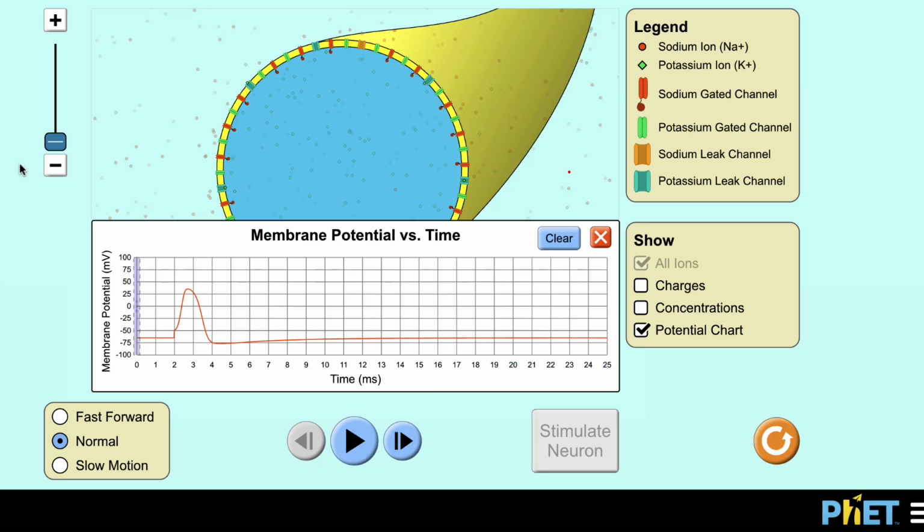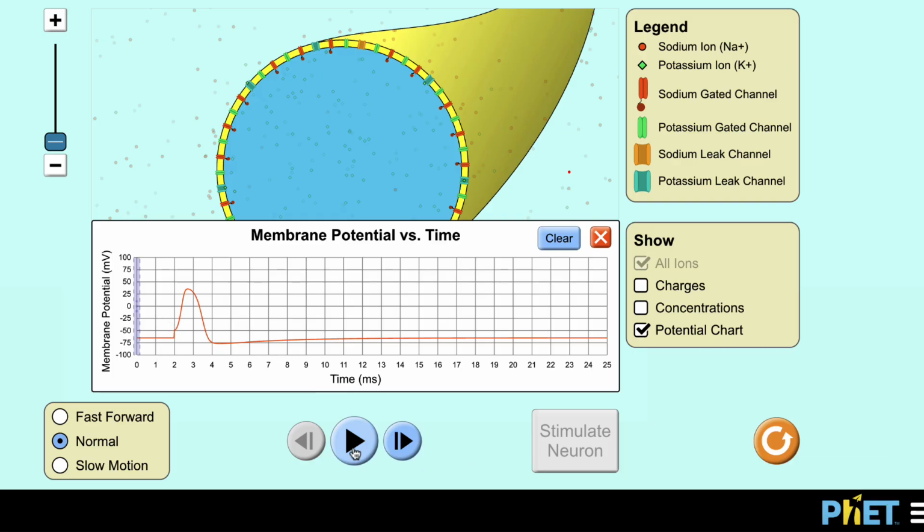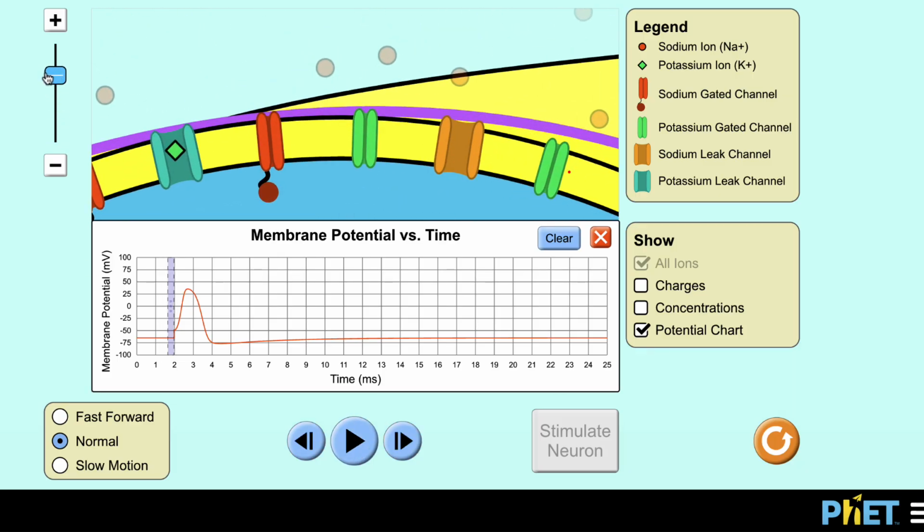To illustrate, here's a simulation from PhET. The URL is on the screen now, and we see a neuron coming towards us, and at the bottom we have membrane potential versus time. If I press play, we're going to see the action potential moving towards us as this glowing line, and I'm now going to zoom in so we can watch what's happening at this segment.